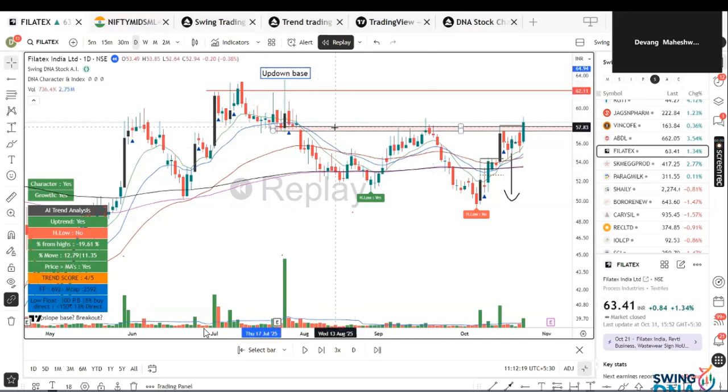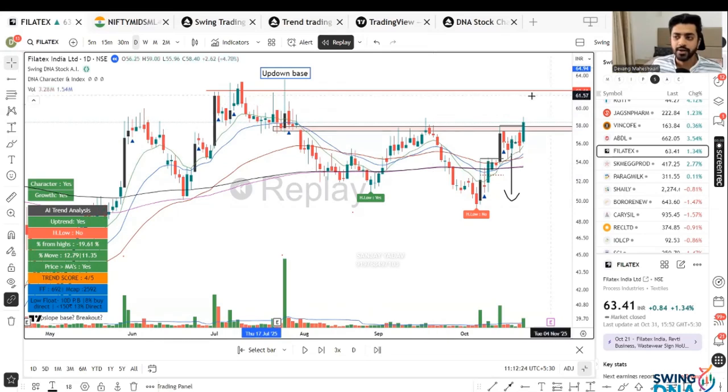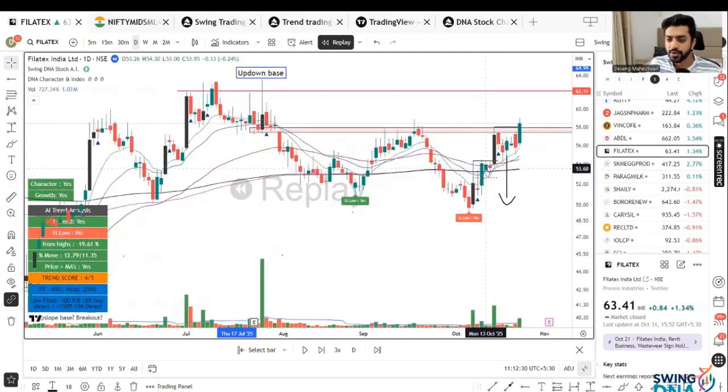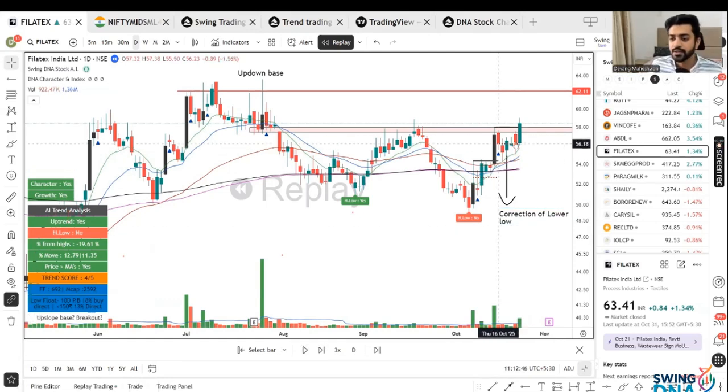It's an up-down base, so this is your supply zone up here. And this is where your momentum is coming up. It's all above 50 and everything. This is correction of the higher low. I'm just marking it so that you don't miss. Correction of lower low by spending some candles up exactly at the breakout zone, exactly at the supply zone.